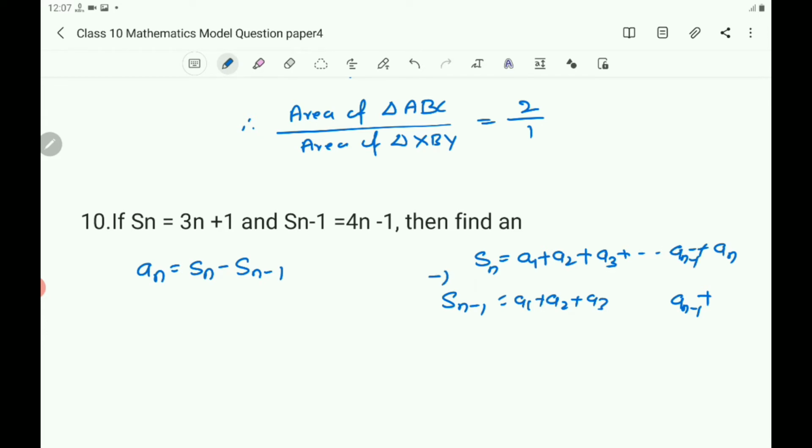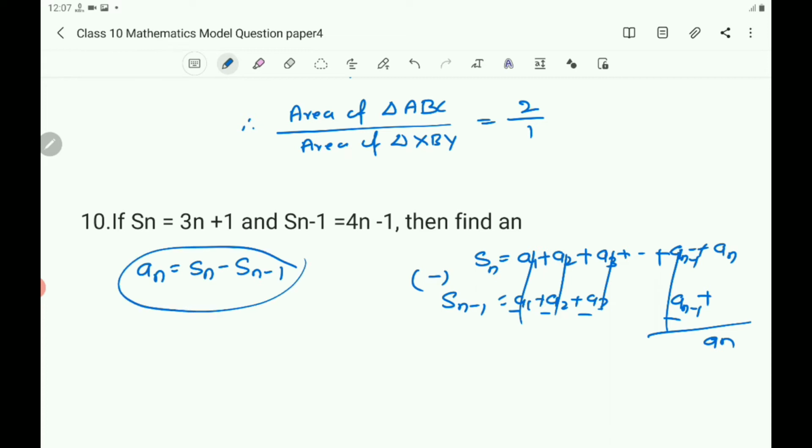So Sn minus Sn minus 1, you know that here this becomes all minus and they cancel. Finally what is remaining? An. Therefore you can use this relation. All cancels, only the last An will remain, and using this relation An is equal to Sn minus Sn minus 1, you will get An. An is equal to Sn is 3n plus 1 minus Sn minus 1 is 4n minus 1.